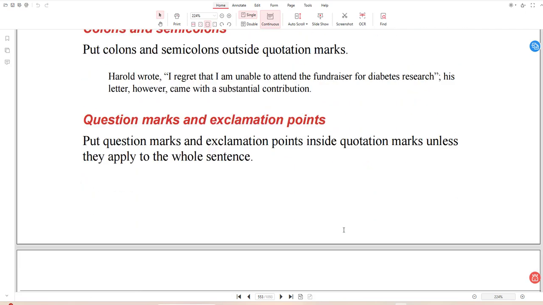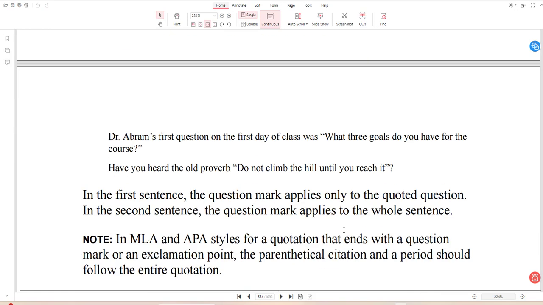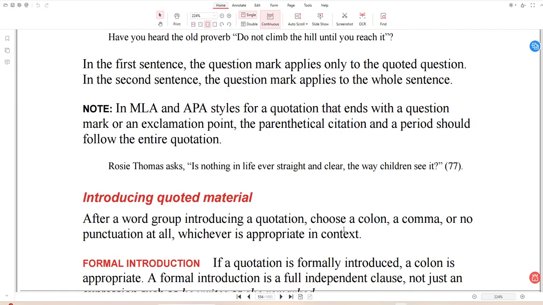Put question marks and exclamation points inside quotation marks unless they apply to the whole sentence. Dr. Abrams' first question on the first day of class was, "What three goals do you have for the course?" Have you heard the old proverb, "Do not climb the hill until you reach it"? In the first sentence, the question mark applies only to the quoted question. In the second sentence, the question mark applies to the whole sentence. In MLA and APA styles, for a quotation that ends with a question mark or an exclamation mark, the parenthetical citation and a period should follow the entire quotation.